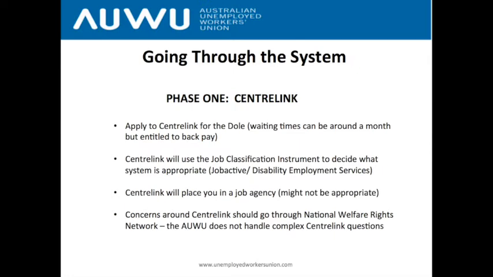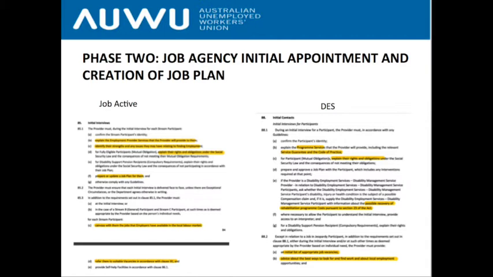So I think when we get these sorts of concerns, we need to educate people on how this aspect of the system works. But in most cases, when we get concerns around Centrelink, we refer people on to the National Welfare Rights sector. By far, the most common concern we get during this phase is from unemployed workers who have been knocked back from the disability support pension and are being forced to attend these job agencies and go through this referral stage. When we get these sorts of concerns, we refer them to the National Welfare Rights Network, but we also refer them to our disability support officer, who helps people try to resubmit their disability support application.